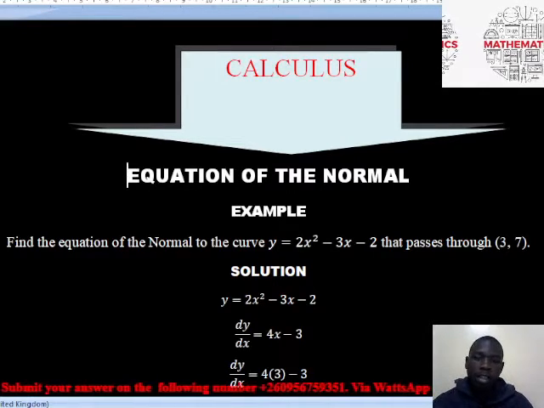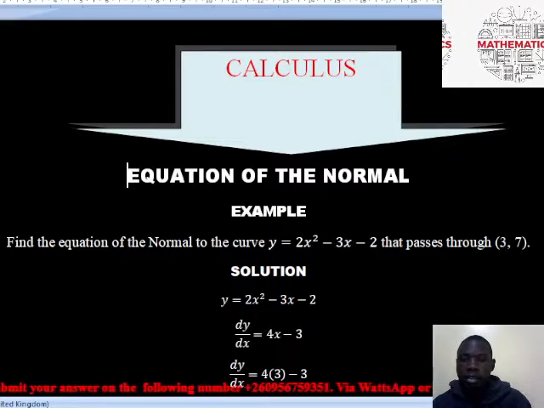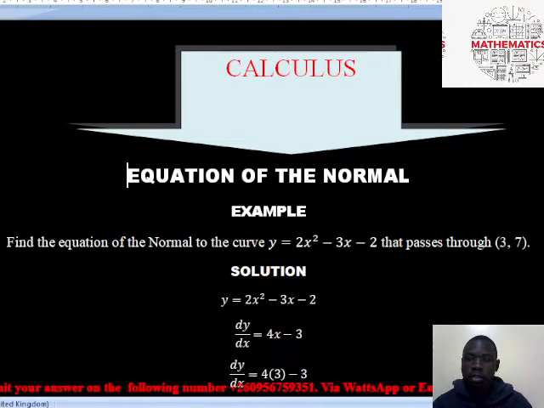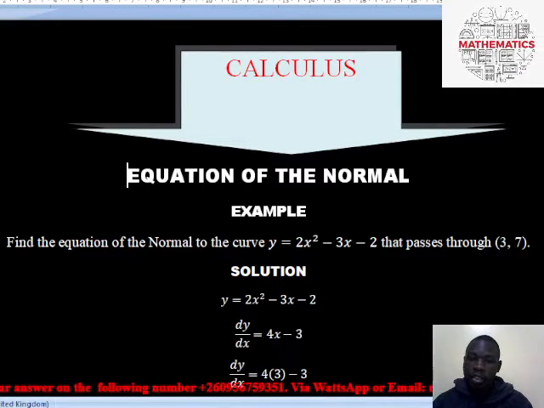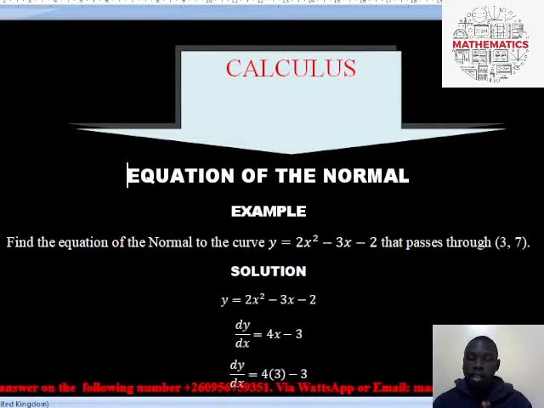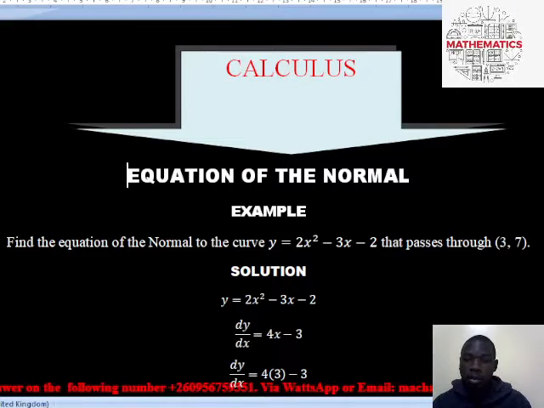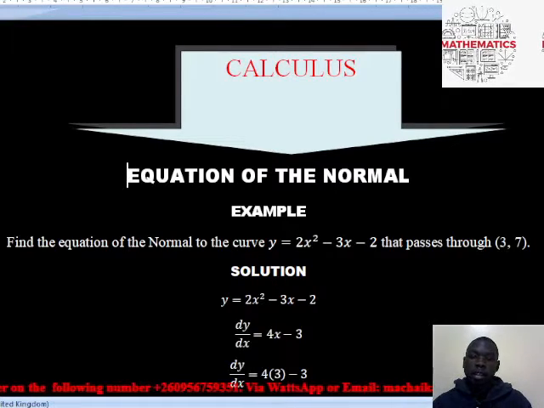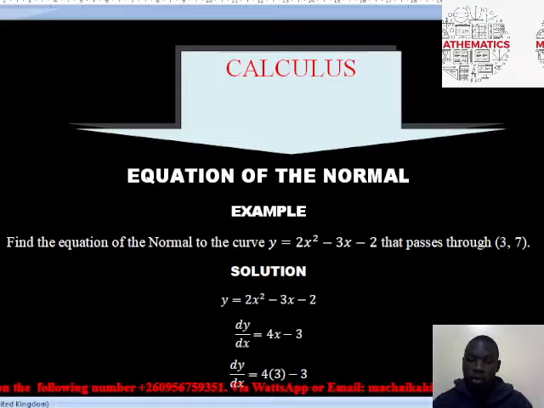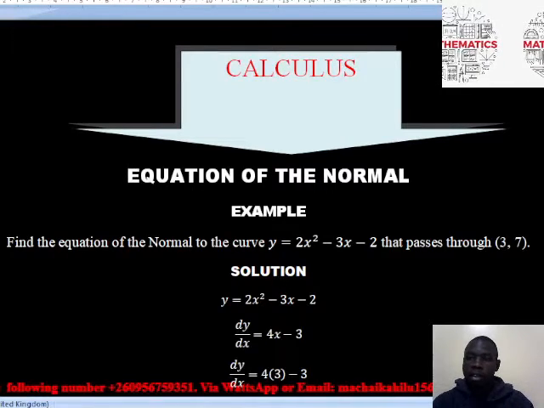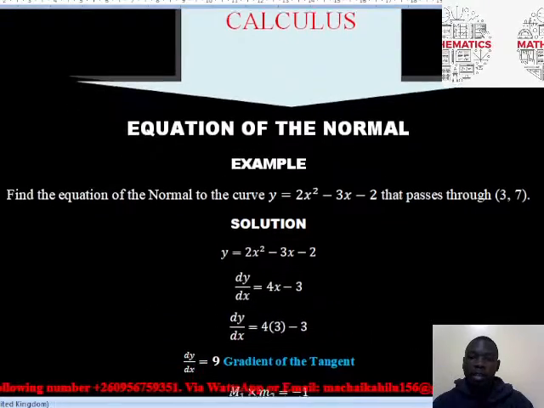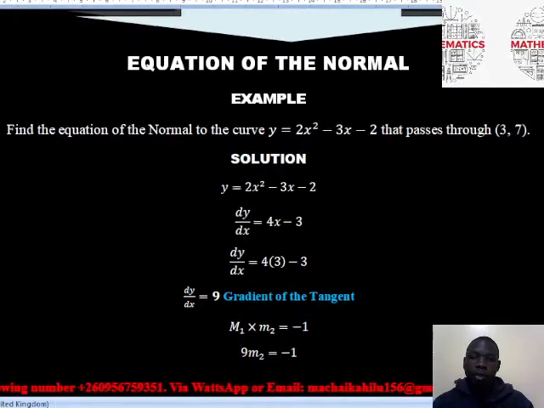Now, when finding the equation of the normal, there are two things that you need to know. Like I said in the previous video, you need to first find the gradient of the normal, and then the value of y, if at all you are not given the value of y. So now let's jump to our example. We see how we can find the equation of the normal.